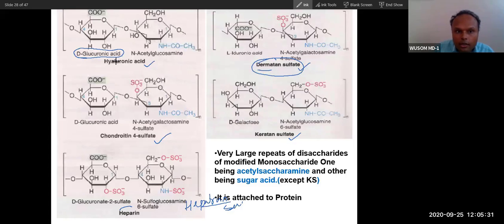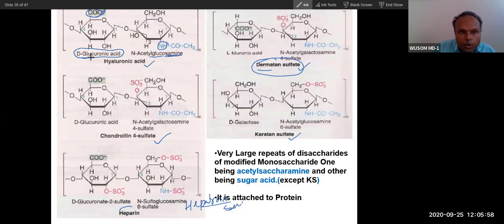Glucuronic acid has an acid group here, same as glucose but with an acid group on carbon 6. Can you see the amine, glucosamine, with NH2? On this NH2, an acetyl group is present. That is why it is called N-acetyl. Anyway, it is a glucosamine.